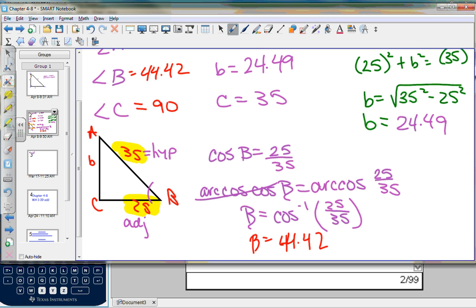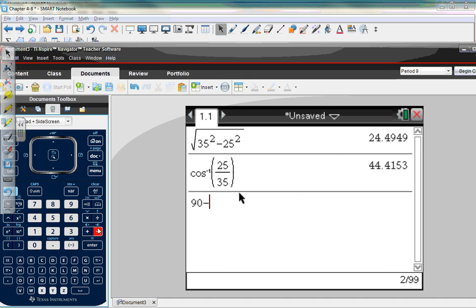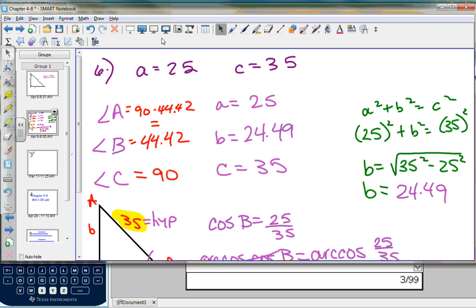Okay? So now I found angle B. Now how do I find angle A? Very easy concept here. All you have to do is take 90 minus 44.42, and if you do that, just so that everybody can see it, you can see the 45.58. So I have found all of my information on the entire triangle.